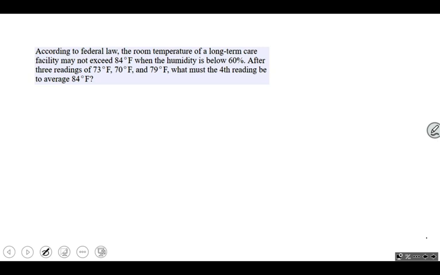And that's going to be kind of hot for a long-term care facility. Regardless, let's try to solve this for what we're asked to do. So let's highlight the important information here in yellow and the question in green and try to figure out how to solve this. To calculate average, we take the sum of all the numbers in a list and then we divide by the number of numbers that there are.